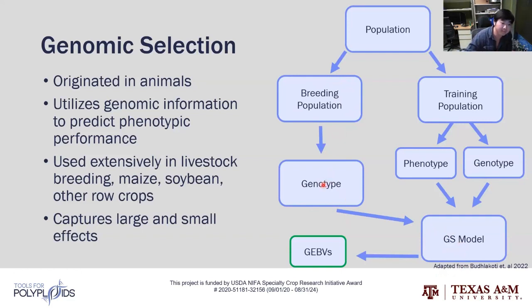So this has been extensively used in livestock and maize breeding and soybean in the private sector. So back when Monsanto was Monsanto, they came up with seed chipping and they were able to already predict the phenotypic performance of the corn before they even planted the corn. So they would only plant the ones that they knew were going to perform well. Genomic selection allows us to capture both the large effect and the small effect QTL, which is why we're going towards that.